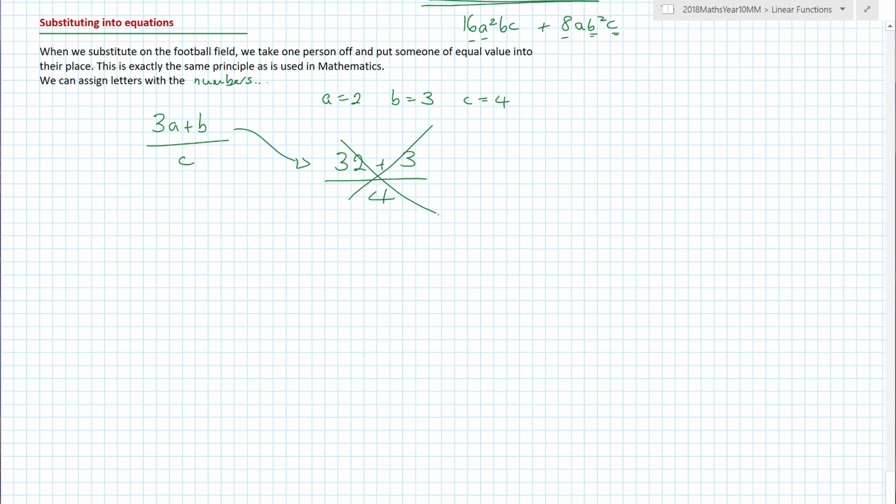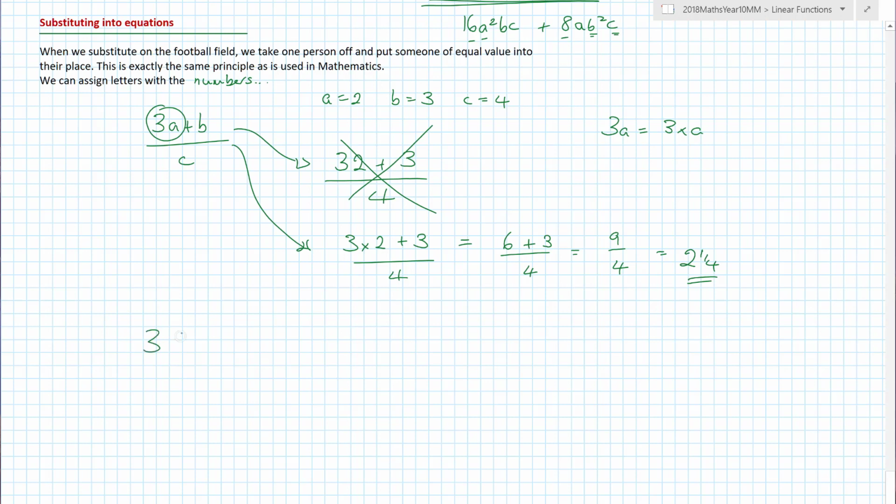Huge mistake here. Yes, when you substitute in the numbers, you replace the letters with the numbers, but you have to remember that 3a is the same as 3 times a. So actually, if I was to have substituted this in properly, it would have been 3 times 2 plus 3 over 4. So 3 times 2 is 6 plus 3 divided by 4, and that becomes 9 over 4, or 2 1/4. Always be very, very careful.